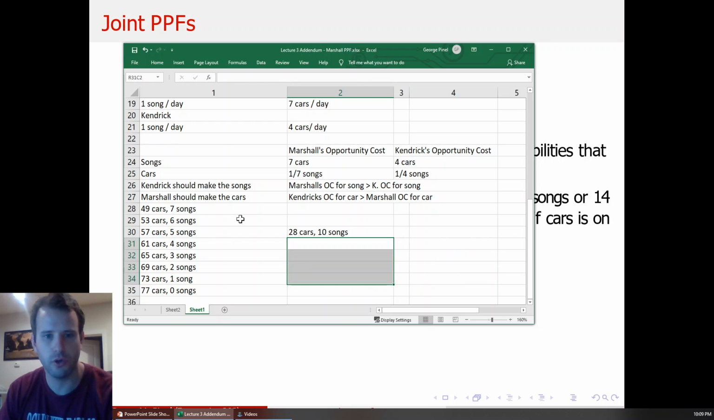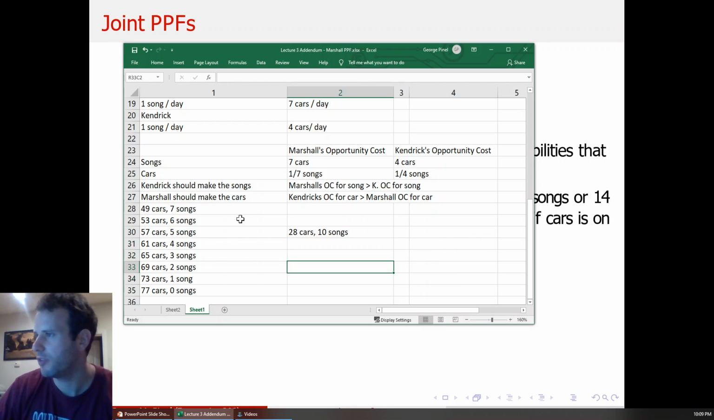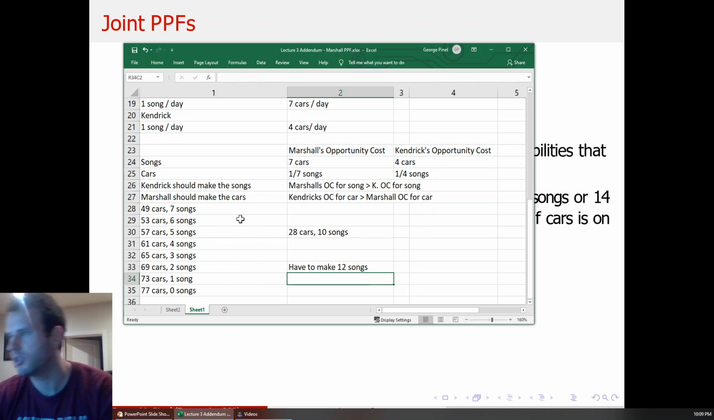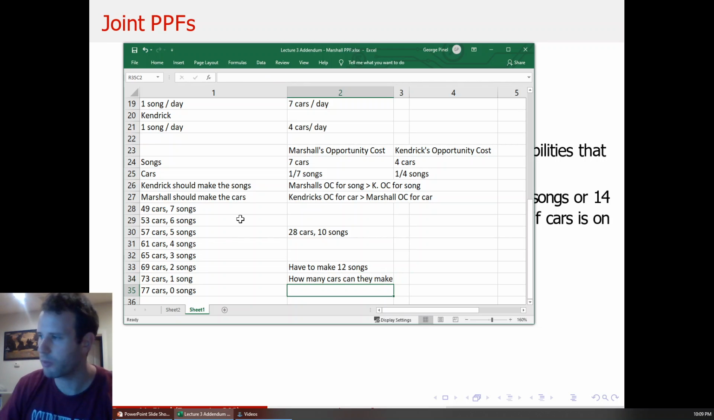So I'm going to ask you, if they have to make 12 songs, how many cars can they make as a group? How many cars can they make? Okay. I'm going to stop it here. I ask you to do this at home, and then we'll go through the steps.